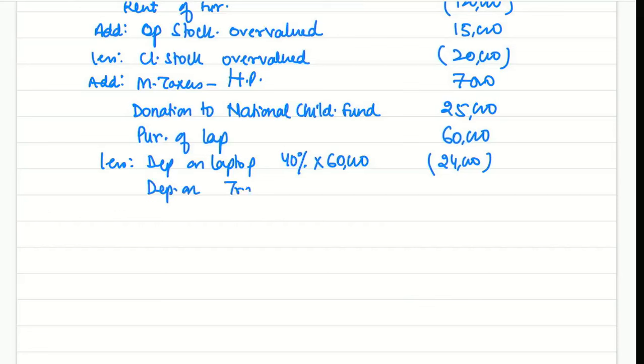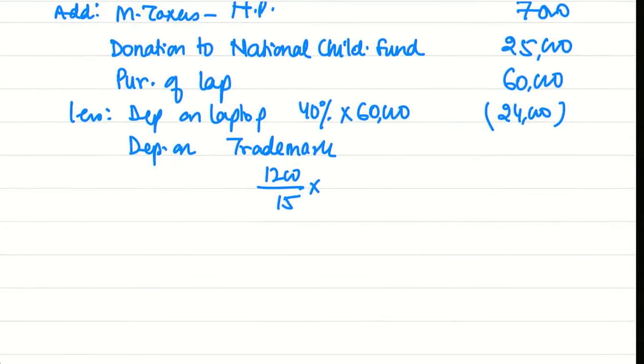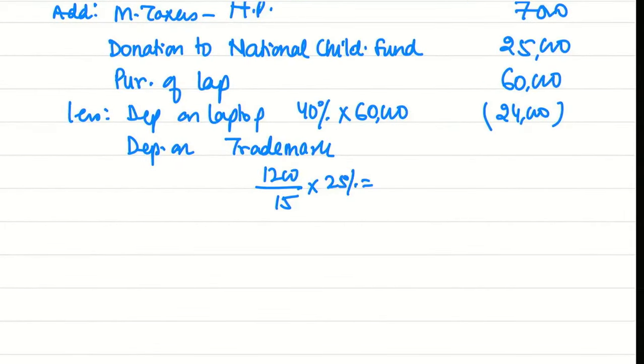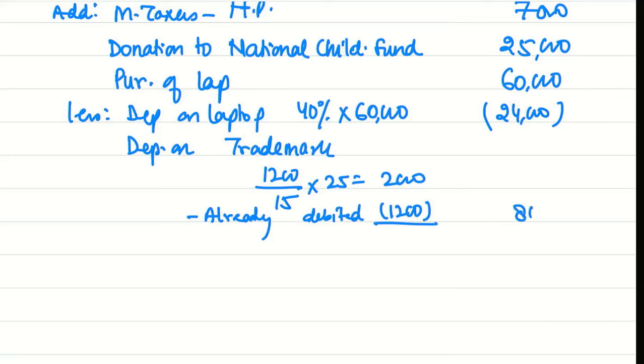Depreciation on trademark. 1,200 was equal to 15%, so it should be 25%, and 25% of it is 2,000. We should allow 2,000, but we have already debited 1,200. So 800 we will debit. We will show it as an expense. So if we show it as an expense, my profit will reduce.